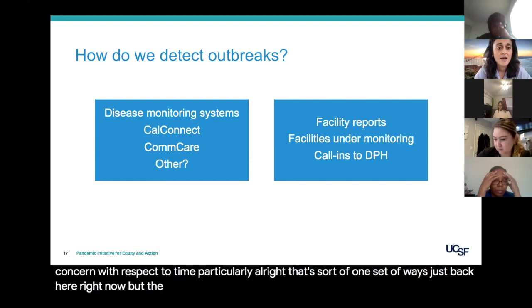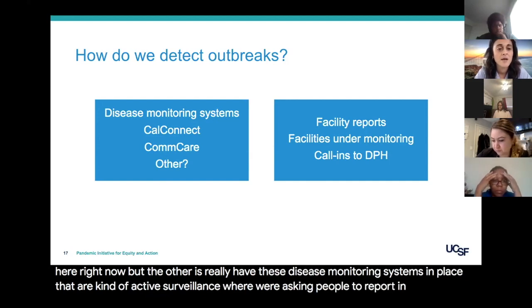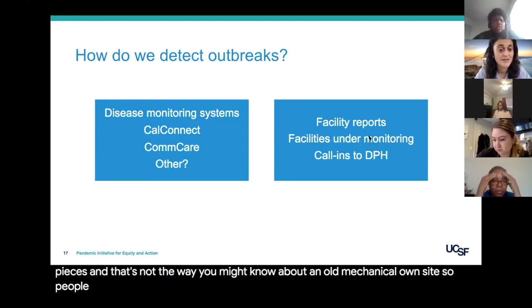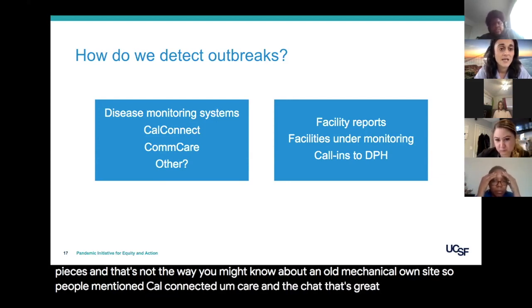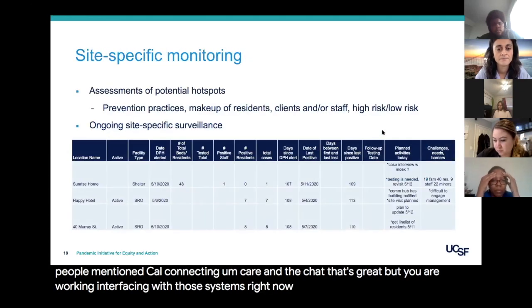But the other is that we have these disease monitoring systems in place that are active surveillance, where we're asking people to report in about their cases. And that's another way you might know about an outbreak at a particular site. So people mentioned CalConnect and ComCare in the chat. That's great. And I hope that you are interfacing with those systems in your work right now. Okay, next slide.